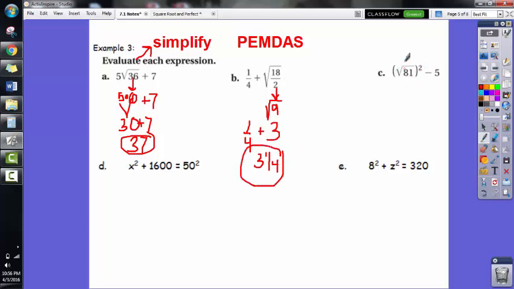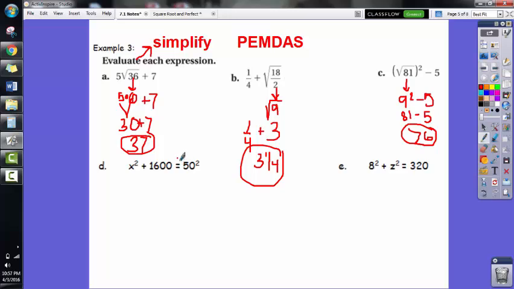And last one, the square root of 81 squared minus 5. Well, first do the square root of 81. The square root of 81 is 9. Bring down everything else, the squared and minus 5. Okay, now order of operations says do exponents before subtraction. 9 squared is 81. Take away 5 is 76. There's your final answer.